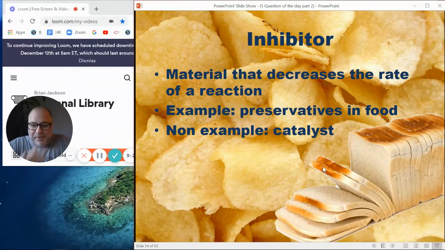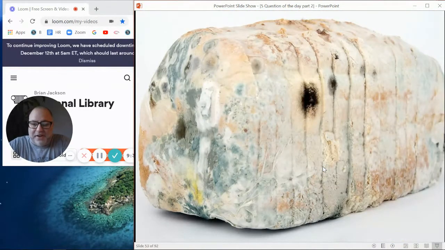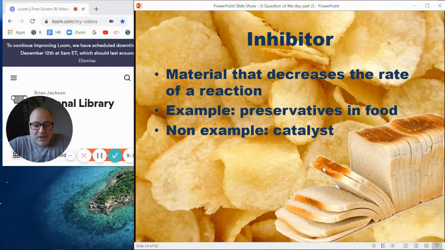So let's say for bread, for example, right? If you make fresh baked bread at home, you only have a couple days to eat it before it looks like this. Oh, that's terrible, right? So you've got to think about it.